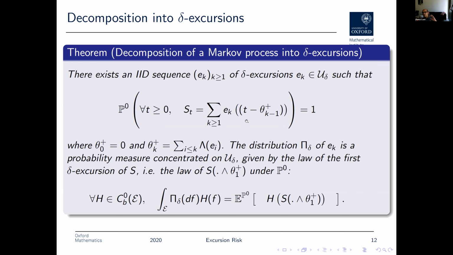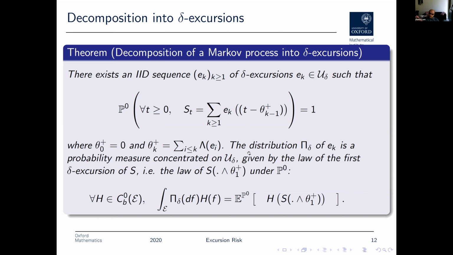So instead of giving you an SDE, I say, give me a distribution on the space of delta excursions, and that's all I need. And then I generate IID sequences from pi delta and paste them together. We will see that this is a valid way of constructing Markov processes, and we will see how it works.